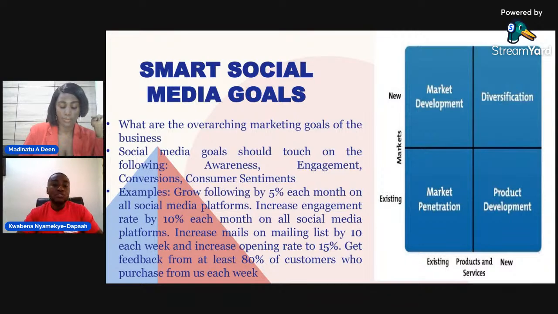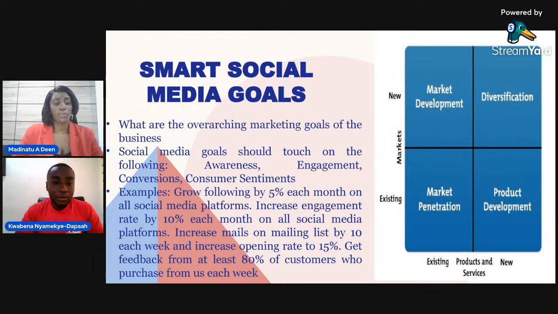Then it has to be relevant. The goals you are setting have to be relevant to the industry or the business in which you are operating, and timely. It should be within a certain time frame, which will help you to measure. Now, you see, social media marketing doesn't work in a silo. It works together in a team.